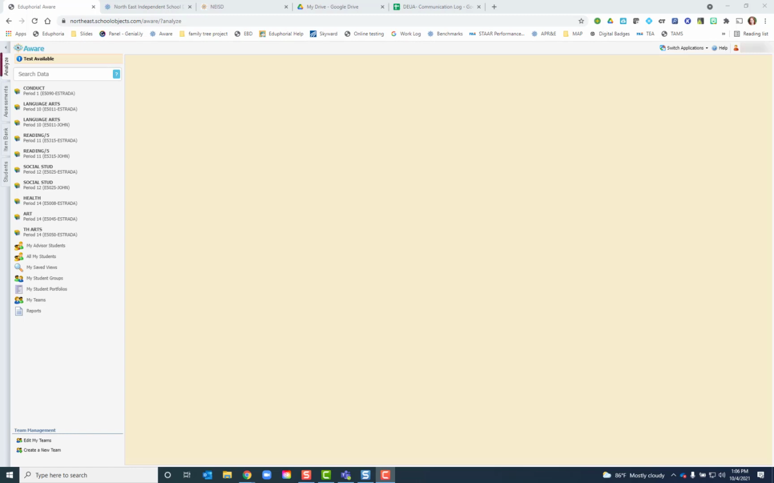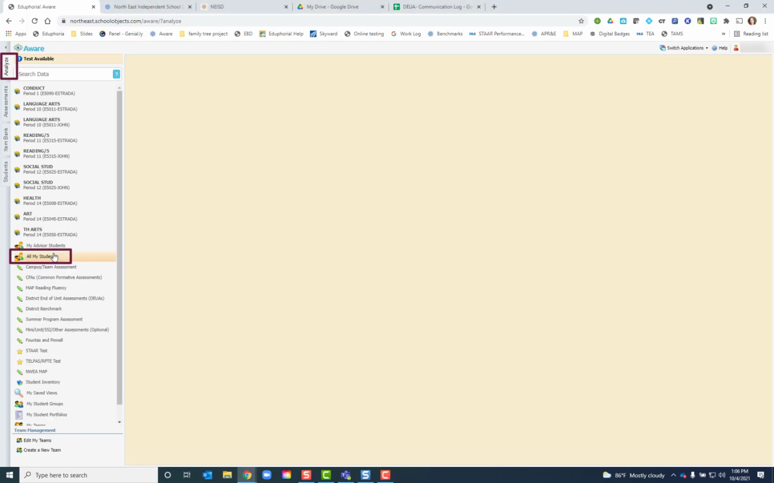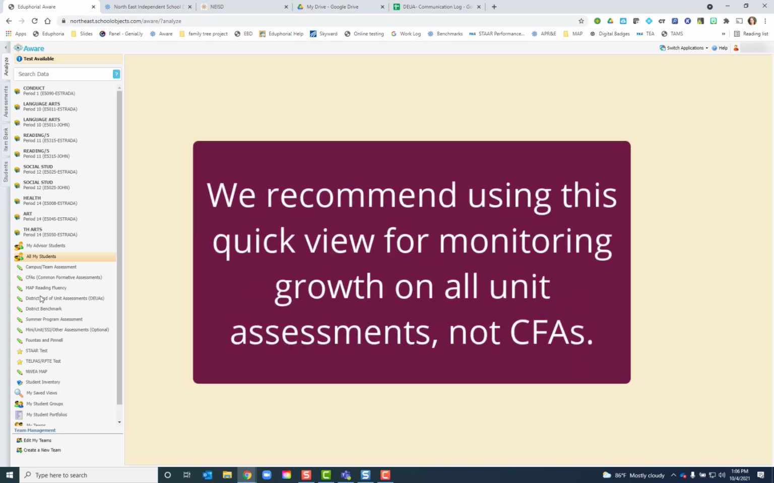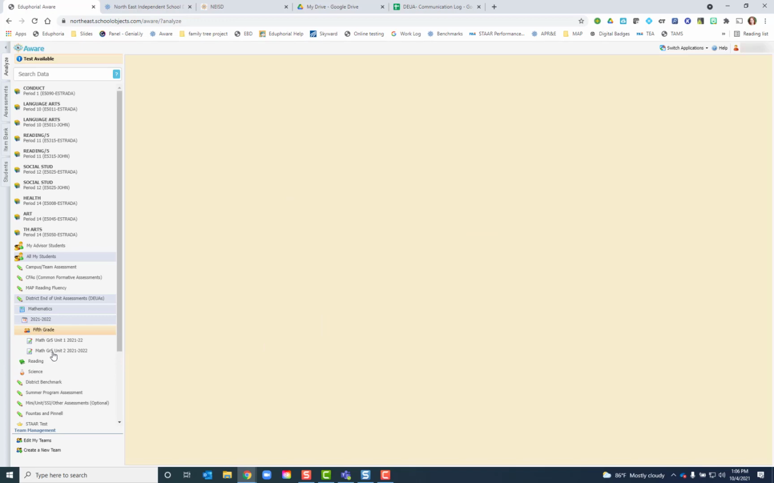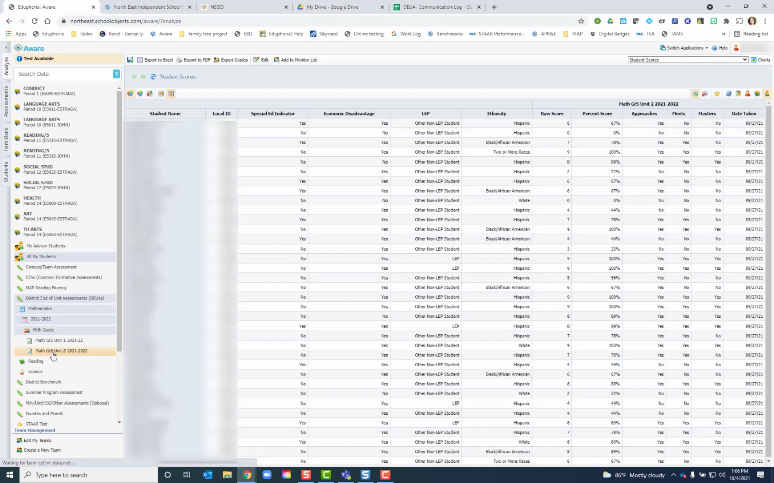So what I'm going to do is, as a teacher of record, drill down under all my students, or if you have campus administrator access, then you would drill down under quick views. I'm going to find my end of unit assessment folder. If you're elementary, you can click on the district end of unit assessments, or if you're a secondary campus, you can click on your campus end of unit assessment folder or your campus team folder and find it there if you're writing common summative assessments there.